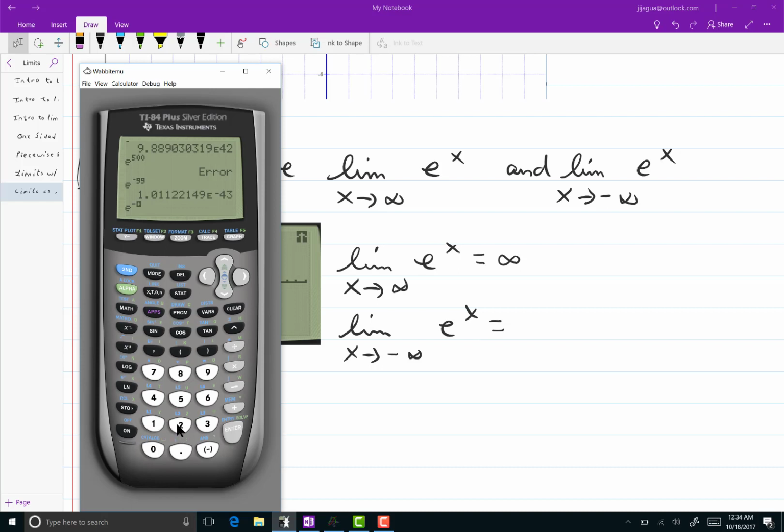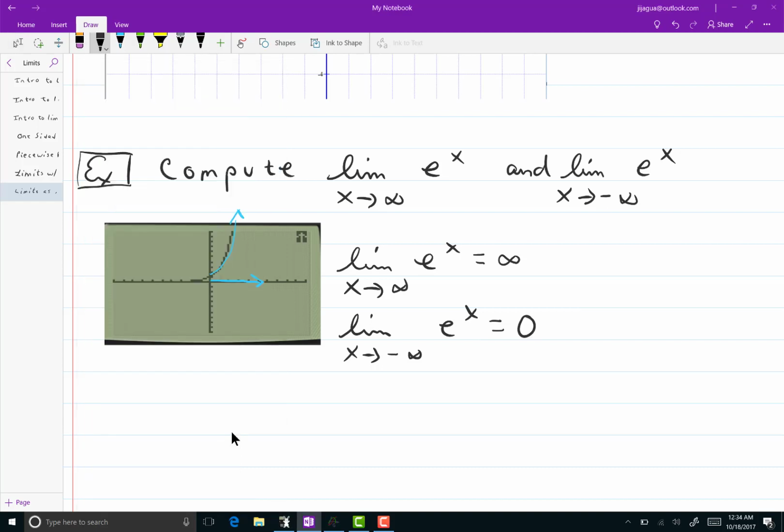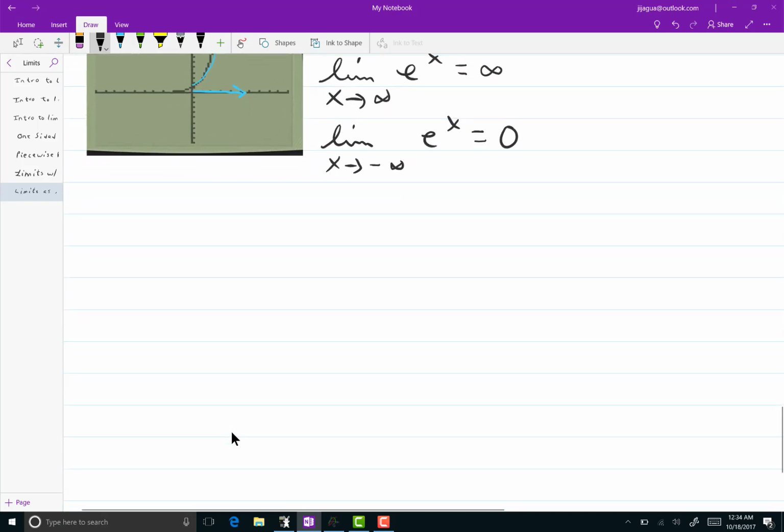Let's try e to the negative 200. Syntax error. I believe I put a minus instead of the little negative sign that they use. Look at that, 1.38 times 10 to the negative 87. To me, that's enough evidence to conclude that the limit is going to be 0.